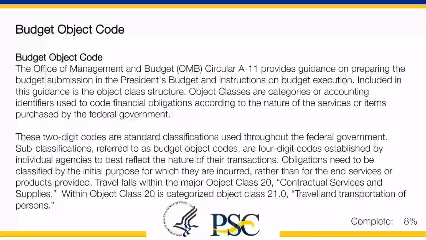These 2-digit codes are standard classifications used throughout the federal government. Subclassifications, referred to as budget object codes, are 4-digit codes established by individual agencies to best reflect the nature of their transactions.